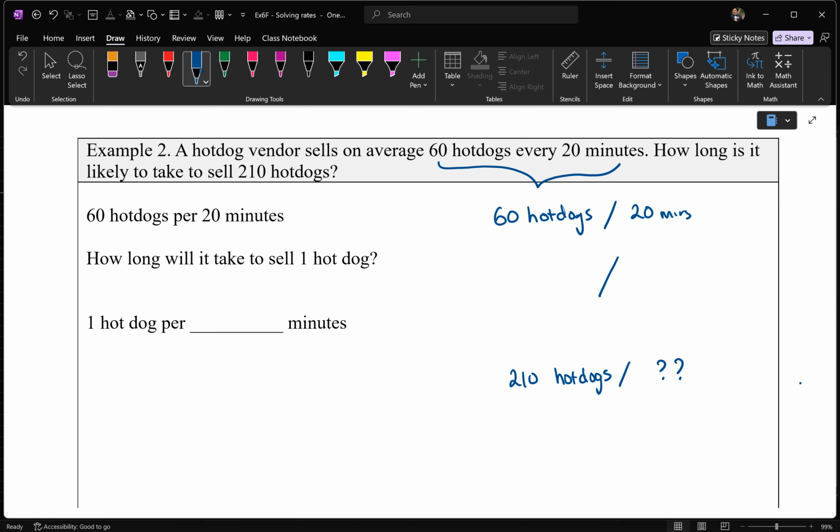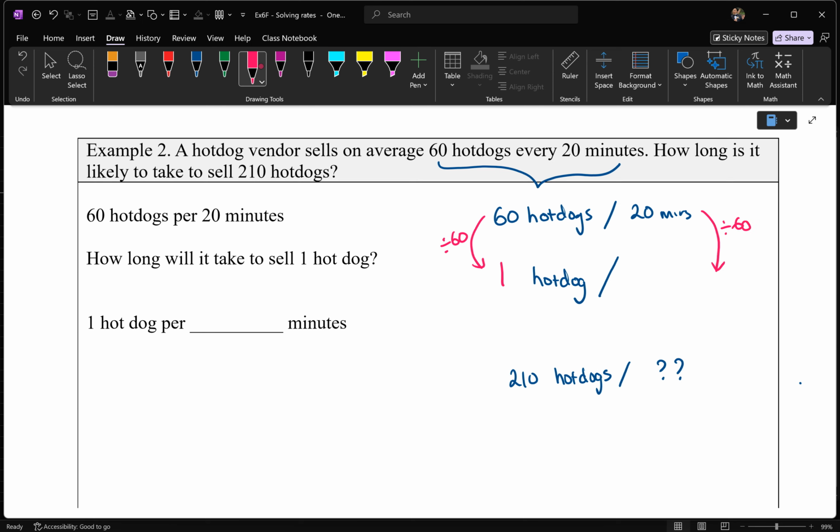So if you think about it, if you can work out how long it takes for one hot dog, so I'm going to do it in another color. If you can work out for one hot dog, right? So for every one hot dog, how many minutes will it take? Well, then you can go from 1 to 210. See what I'm doing there? So thinking about it logically, how do I go from 60 to 1? Well, instead of multiplying, I'm going to divide by 60. 60 divided by 60 will give you one hot dog. But that also means that the rate, whatever you do to one side, you have to do the same for the other on the rates, right? So I'm going to divide it by 60 as well.